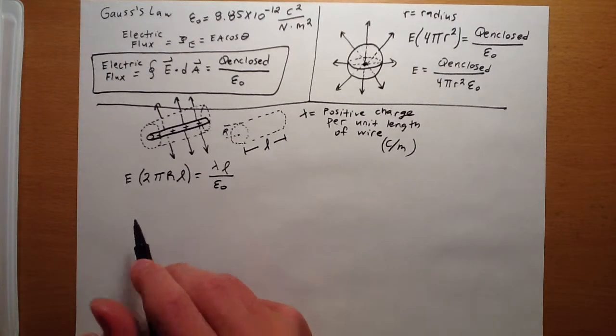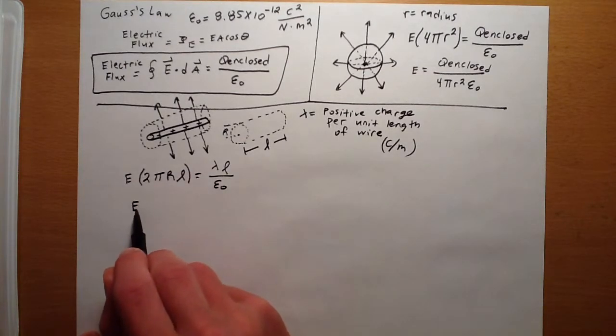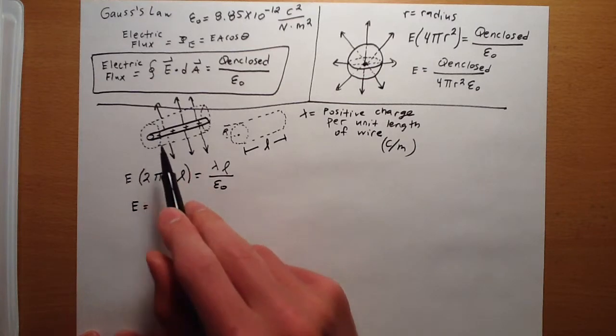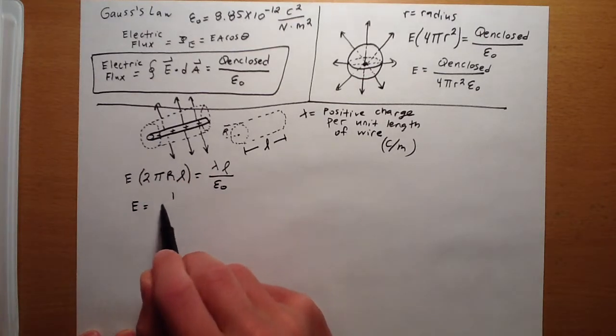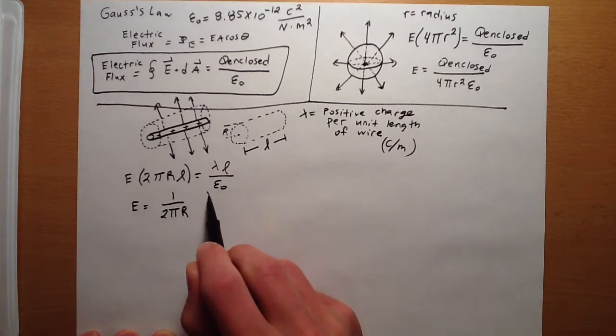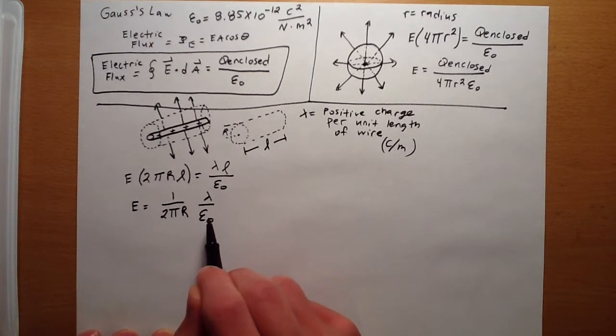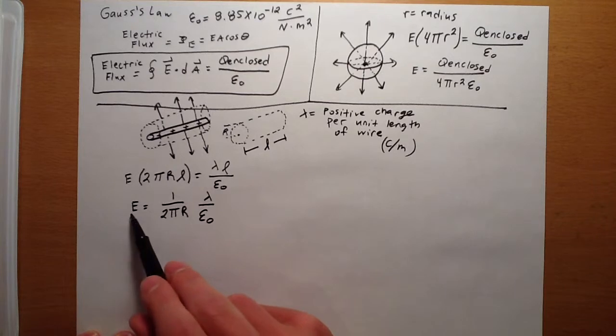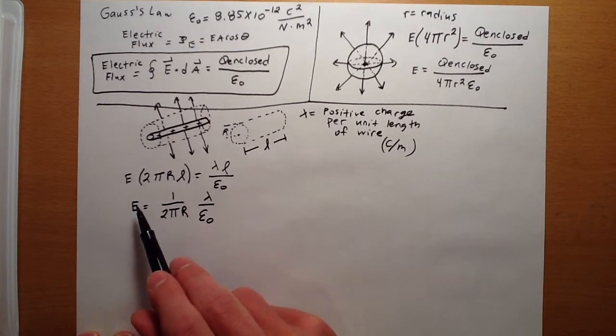So we simplify this equation, and we get that the electric field at the surface of this imaginary cylinder is equal to 1 over 2 pi r times lambda over sigma naught. And this is the electric field at the surface of the cylinder.